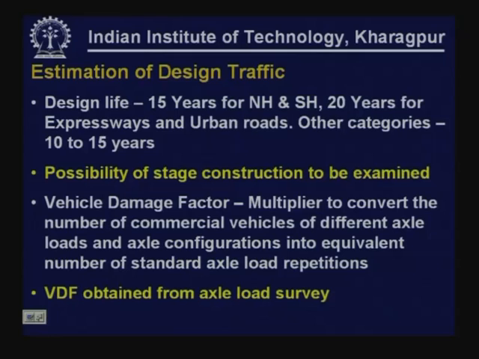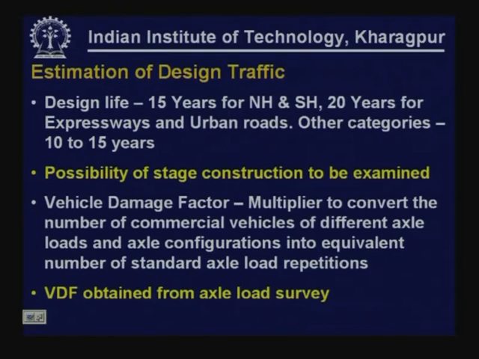IRC gives guidelines for selecting all these parameters. Design life typically has to be selected as 15 years for high volume roads, national highways and state highways, and 20 years for expressways and urban roads. For other categories, it can be 10 to 15 years. In selecting this design life period, we should also take into consideration the possibility of constructing the pavement in different stages, stage 1 and stage 2.